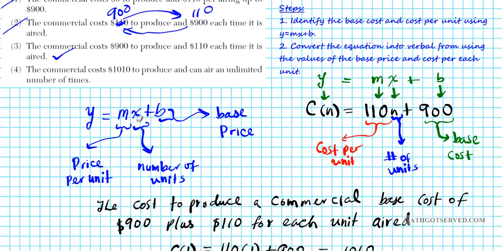Okay, so don't forget, it's just like the y equals mx plus b equation. M is the price per unit, and B is the base price that's independent of the number of units produced, okay? So our answer for number 1 is option number 3.